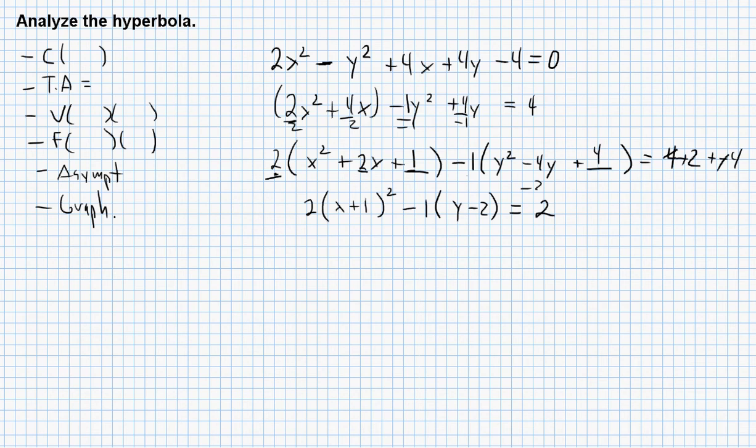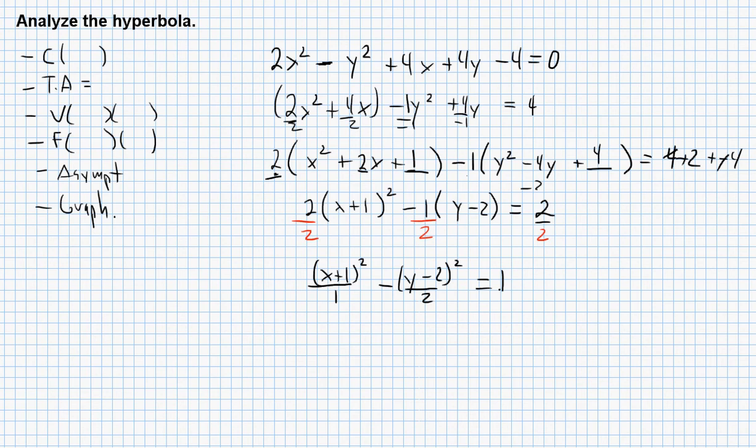We want 1 to be on the right side there, so we're going to divide both sides by 2, and that's going to give us, oh how convenient, (x plus 1) quantity squared over 1 minus (y minus 2) quantity squared over 2 is equal to 1. And so there we go. Now that's the equation that we're going to be graphing.